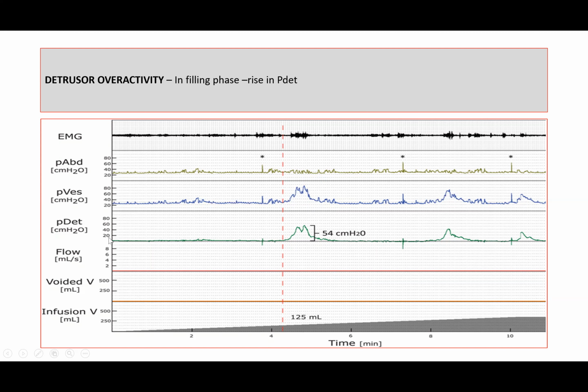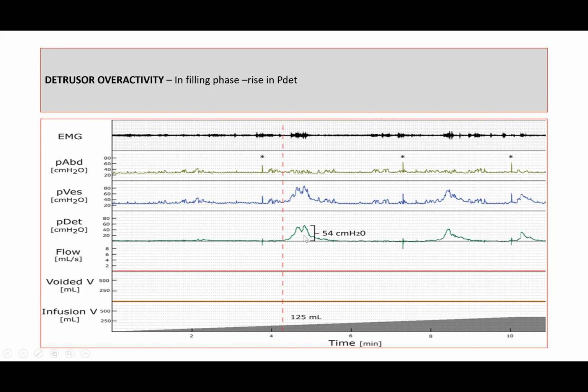What about the detrusor pressure? Here it is okay, but there is a rise here. In the filling phase, the rise in the detrusor pressure should not be more than 15 centimeter of water. And how about the rise here? It is 54. So there is significant rise. One is here, another one is here, another one is here. It means there is contraction of the detrusor muscle.